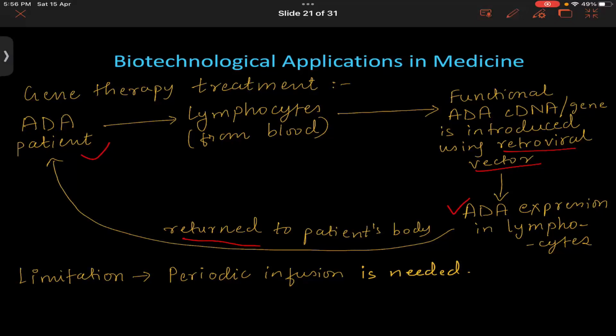But if somehow doctors are able to insert a functional copy of the ADA gene in the fetus, or in the embryo inside the mother's womb, that is at a very early stage of development, then this disease can be cured permanently. Okay.